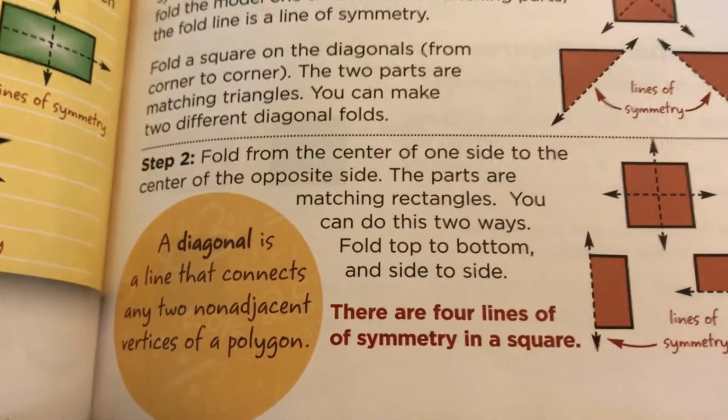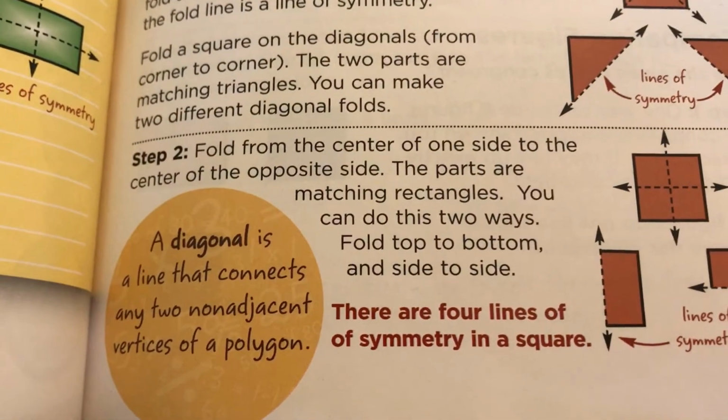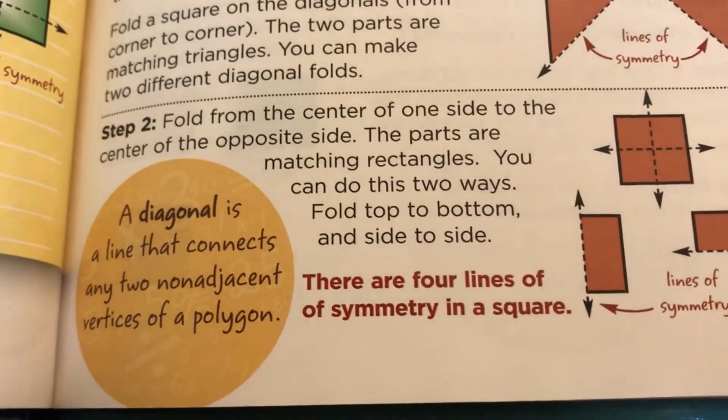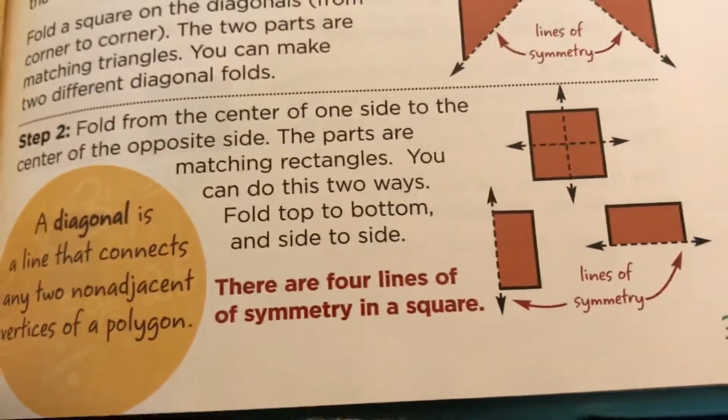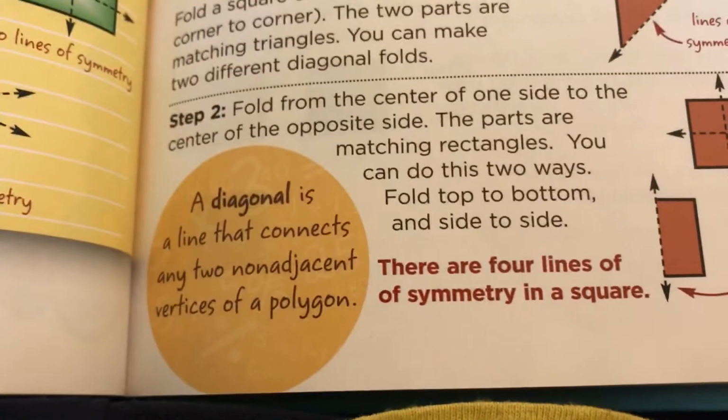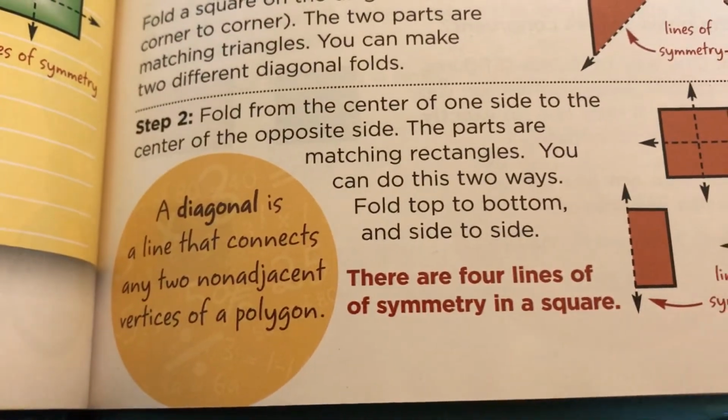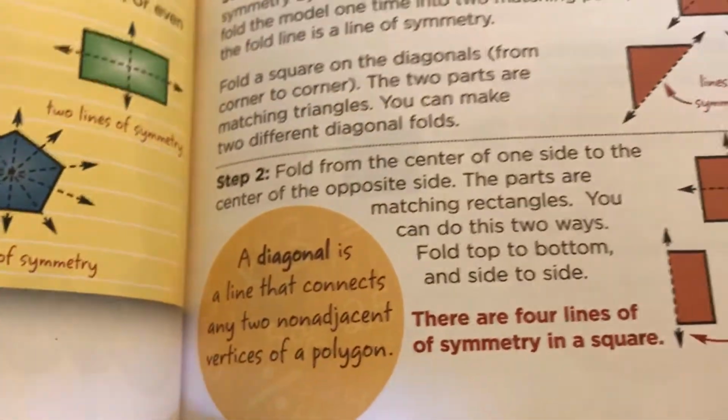Step 2. Fold from the center of one side to the center of the opposite side. The parts are matching rectangles. You can do this 2 ways. Fold top to bottom and side to side. There are 4 lines of symmetry in a square. A diagonal is a line that connects any 2 non-adjacent vertices of a polygon.